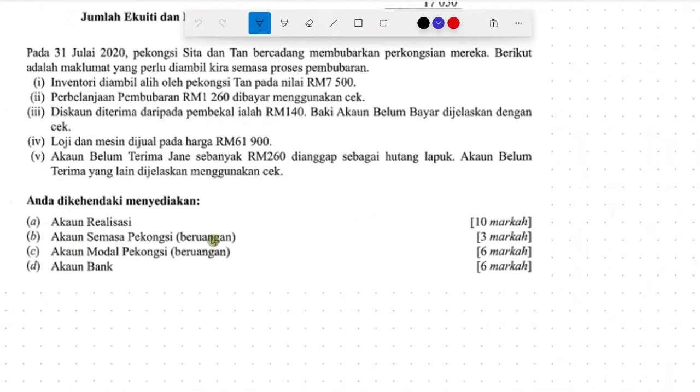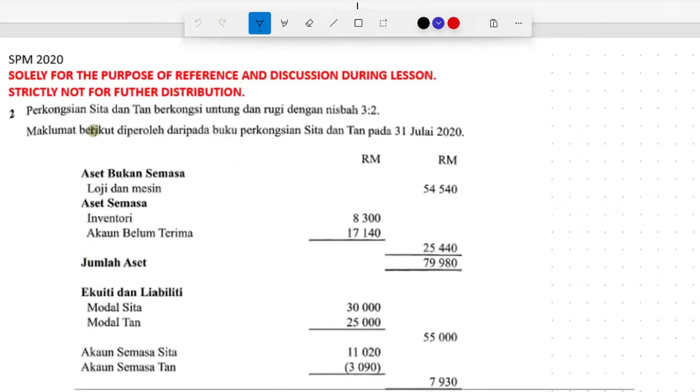berangan, that means on debit side, we will draw columns for the different partners, same for the credit side of the T account. Account modal perkongsi, partner's capital account, berangan, same, multiple columns on debit and credit side for the respective partners, and account bank. So with this in mind, let us read through the details of the question.